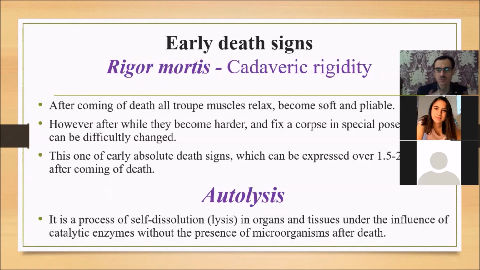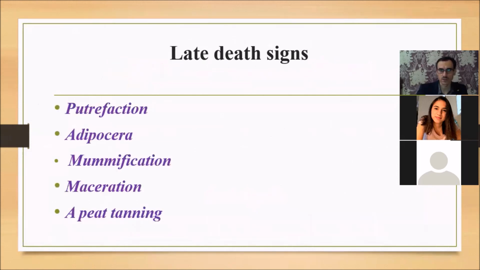Autolysis is the self-dissolution of organs and tissues under the influence of catalytic enzymes, without the presence of microorganisms. After this, we will see that the cadavers also dissolve under the action of microorganisms. So now we discuss the late death signs, which include putrefaction, adipocere, mummification, maceration, and peat tanning.